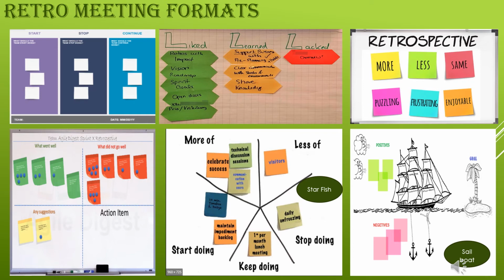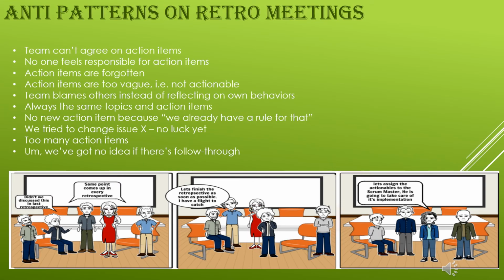So these are basically the different formats, but when we collect the information, what we are trying to understand is always what is that something which we can do in the next sprint to avoid the problems which we faced in this sprint. So yeah, that's how we run the retro meeting, and we have the action items.